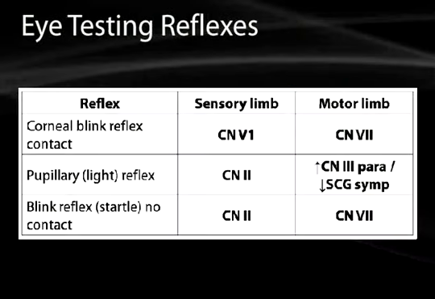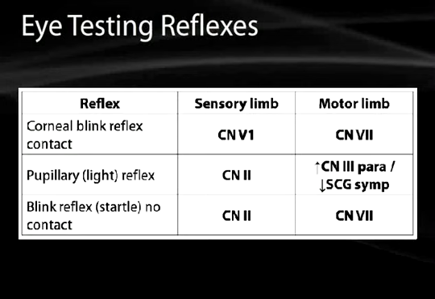So as far as eye testing goes, there's a couple reflexes that you'll need to do. First is the corneal blink reflex, which actually has contact, and that's going to test cranial nerve V1 for its sensory contribution to the eyeball, and then you're going to be testing also the motor loop, which would be cranial nerve 7, which would help you close the eyelid.